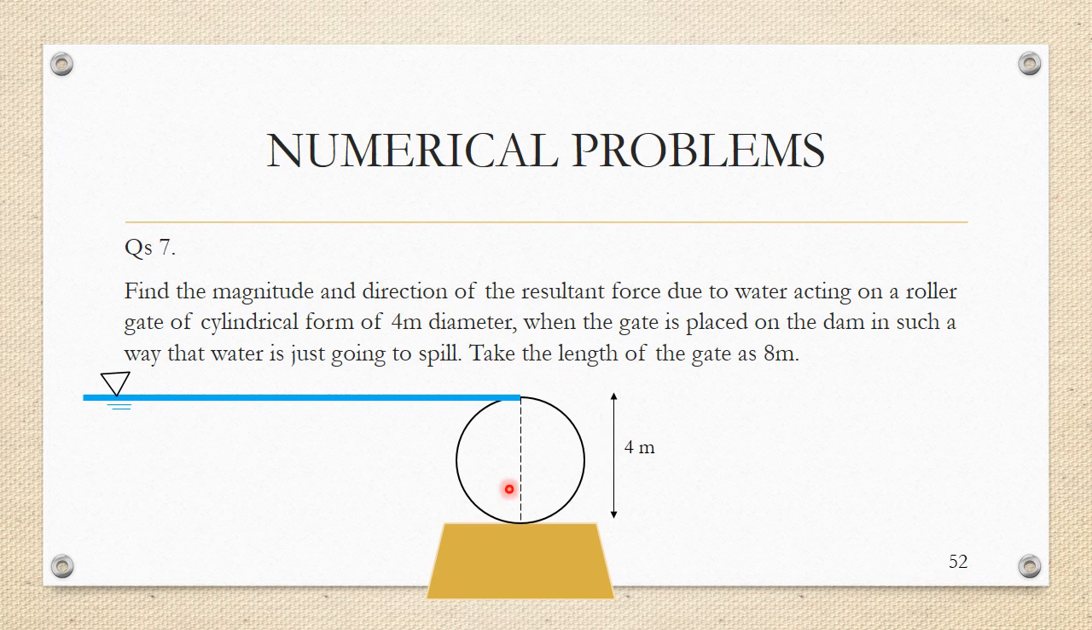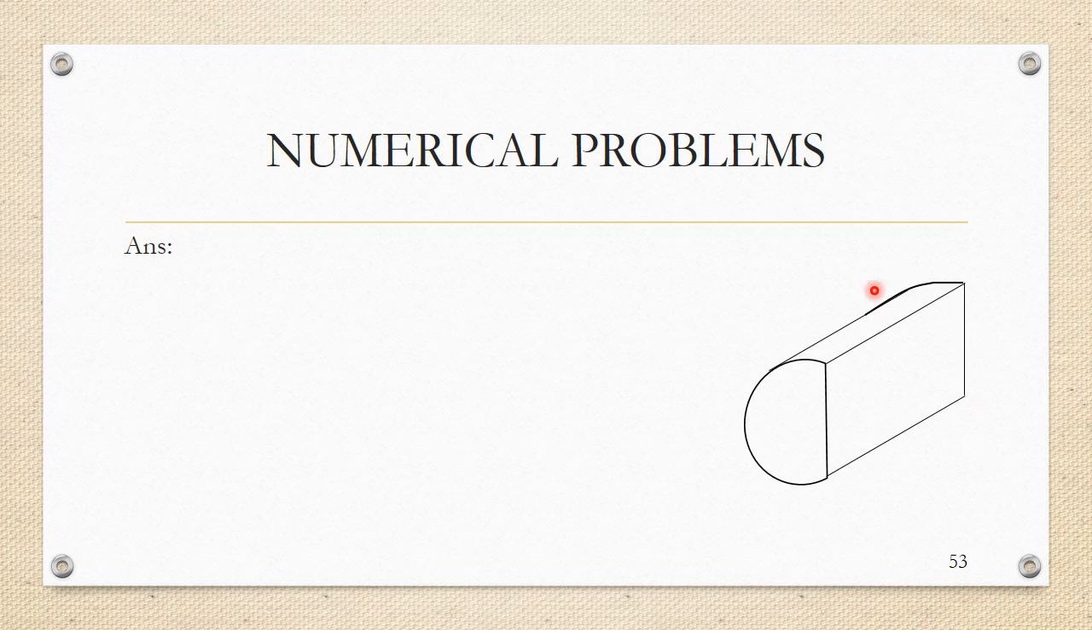This is the gate. This is the water behind the gate, not inside the gate, it's behind the gate. The dimensions of the gate are given. We have to find out the total pressure force acting on the gate. So this is the three-dimensional view of the gate. Now this is the curved surface behind which water is acting. So the projected area would be this rectangle. I'll first draw the dimensions. The diameter is given as 4 meter and the length is given as 8 meter.